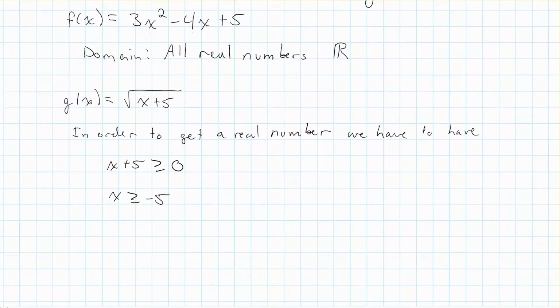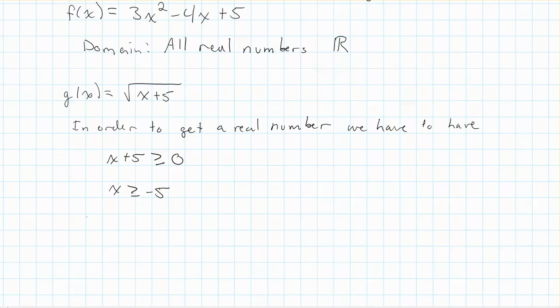So the domain is all real numbers. You might say, wait, it's not all real numbers. I'm not done writing this. All real numbers such that x is greater than or equal to negative 5. Now, that's one way to do it.